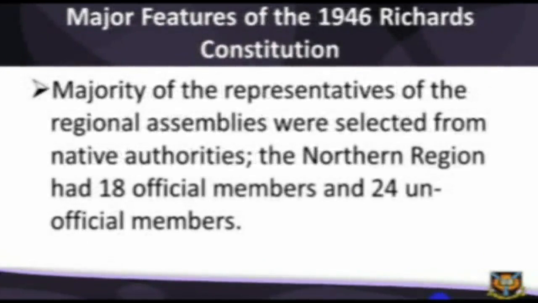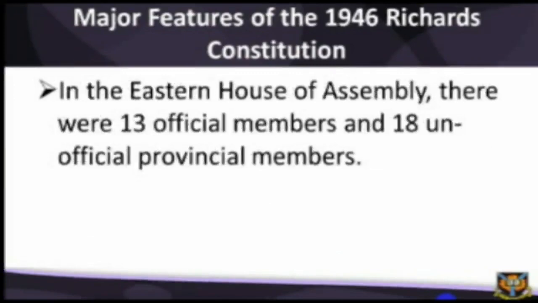Majority of the representatives of the regional assemblies were selected from native authorities. The Northern region had 18 official members and 24 unofficial members. The Northern House of Chiefs consisted of all first-class chiefs and not less than 16 second-class chiefs selected by their order. In the Western region, there were 13 official members and 19 unofficial provincial members, and in the Eastern House of Assembly, there were 13 official members and 18 unofficial provincial members.